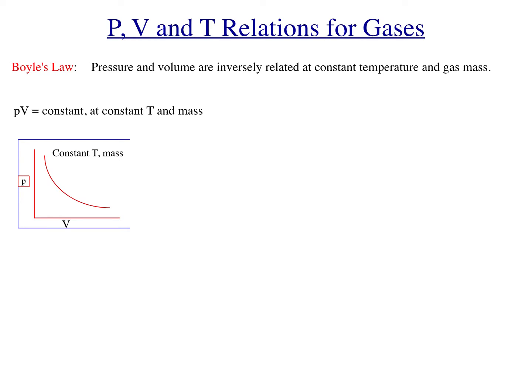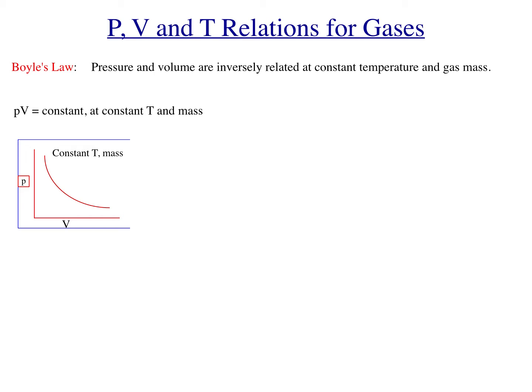Experimentally, if I were to plot pressure on the y-axis, volume on the x-axis at a constant temperature and mass for a given gas, I will get the red curve. So what does this curve describe to us? Well, it says if I were to move towards the right on the volume axis, meaning that as the volume is increasing, then the curve predicts that the pressure should drop smoothly.